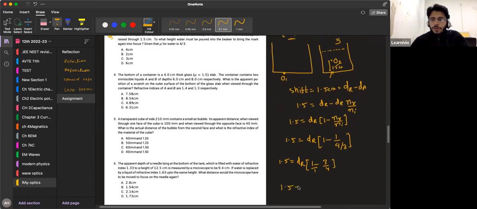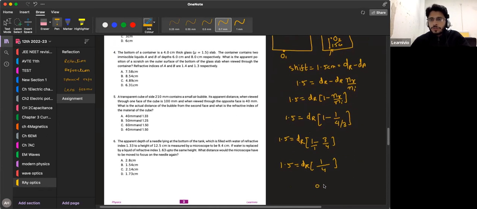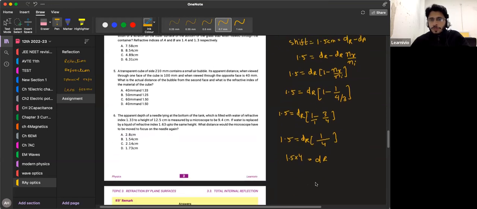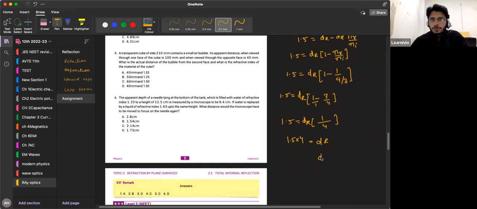So 1.5 is d_r, and if you divide by 4, it is d_r by 4. So how much is d_r? It's 1.5 into 4.